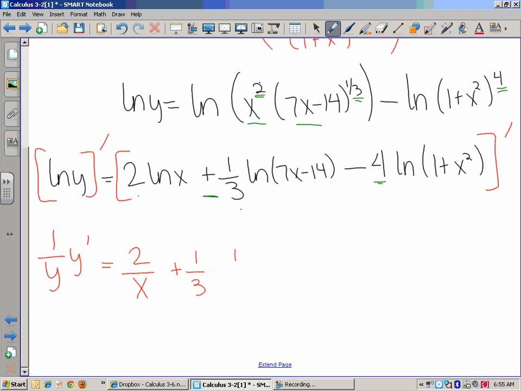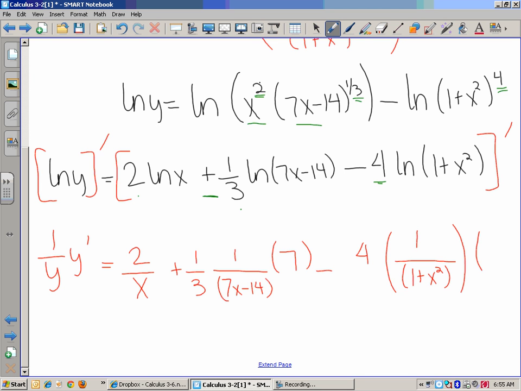And then it's the derivative of that thing, correct? Derivative of natural log times the derivative of the inside, which is just going to be 7, minus, now I have this one, the constant stays, 1 over 1 plus x squared, that's the derivative of the natural log of the quantity 1 plus x squared, times the derivative of the quantity, which is 2x.